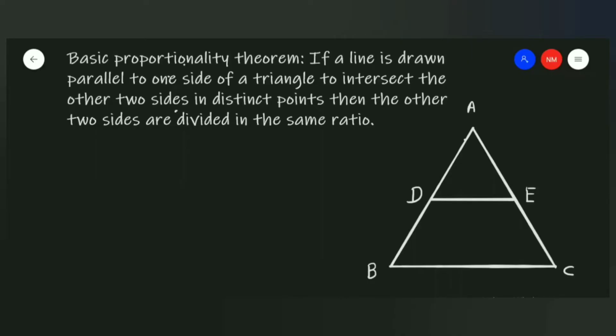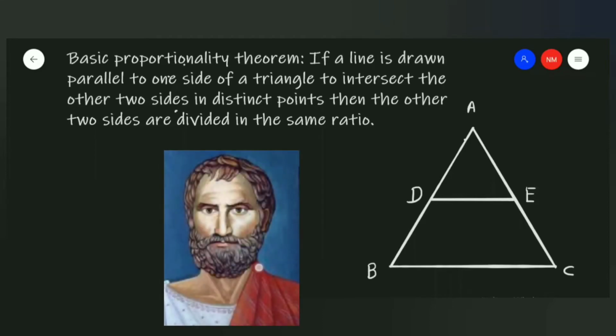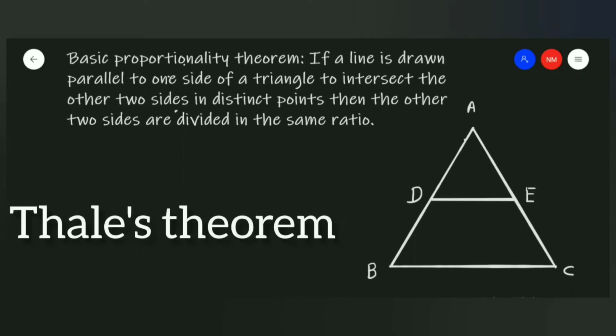Hello students, in this video I am going to explain to you a very important theorem from the lesson on triangles. The name is the basic proportionality theorem. The basic proportionality theorem is also called Thales theorem because it was introduced by a famous Greek mathematician, Thales, and hence it is also called Thales theorem.